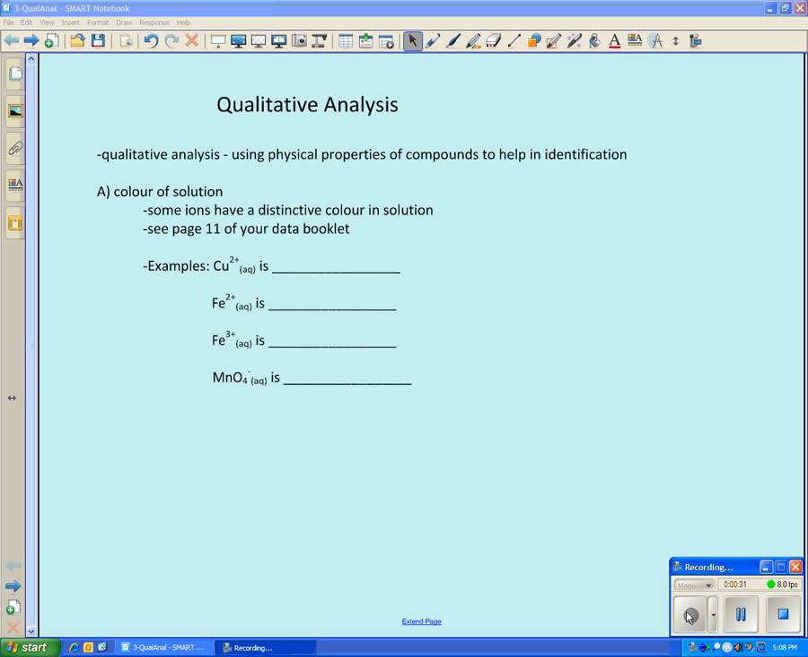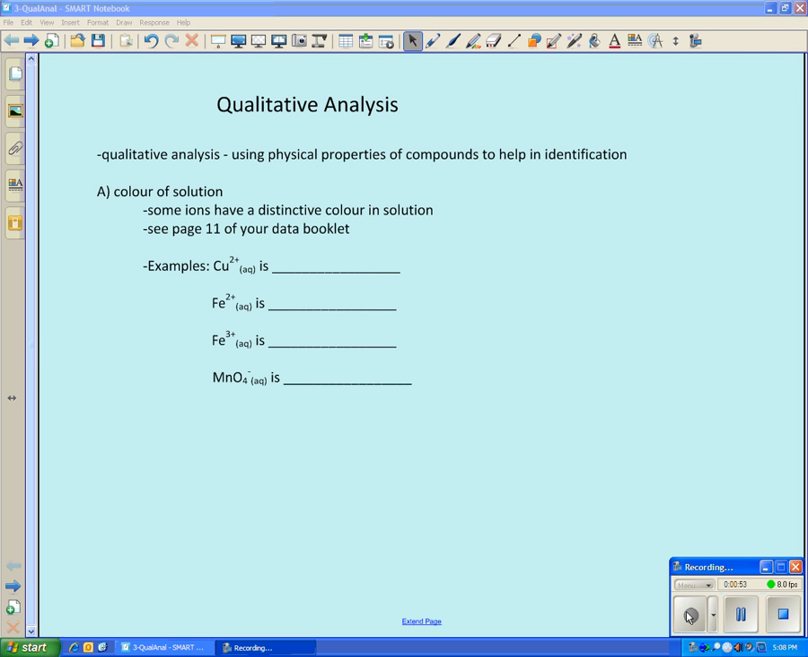Qualitative analysis is a way of using physical properties of compounds to help in the identification of what's present in that mixture. There are a few different ways that you should be able to distinguish different compounds from each other. The first one we're going to look at is the color of solution. There are some ions that have a very distinctive color when they're in solution.